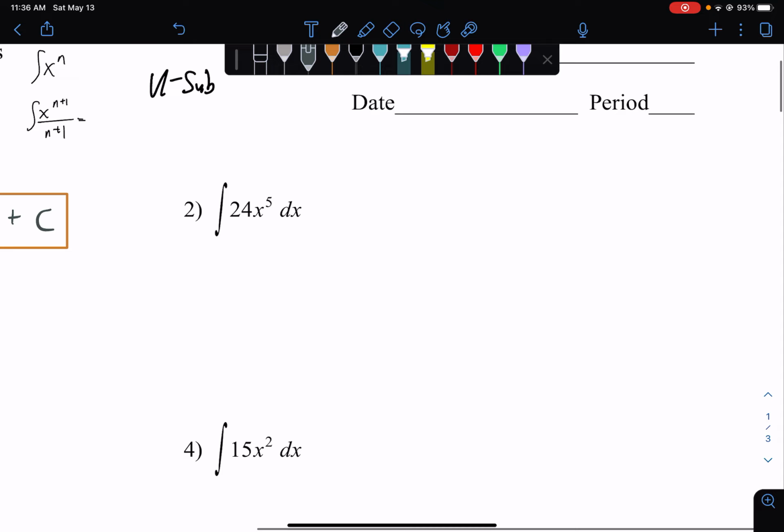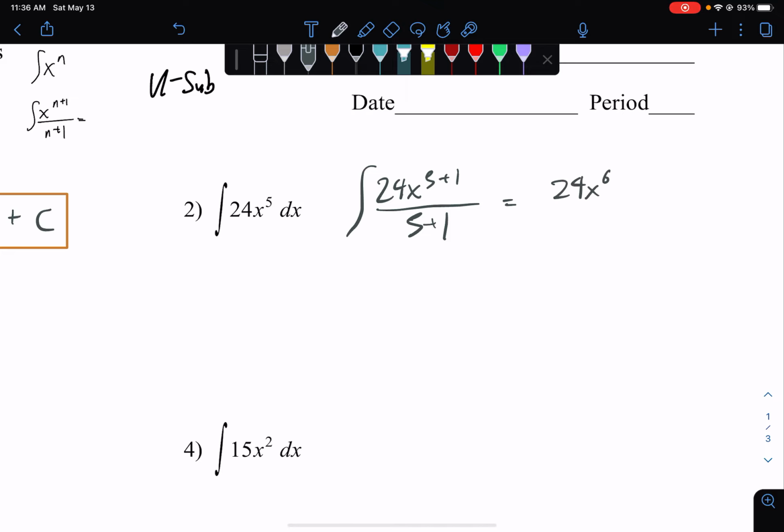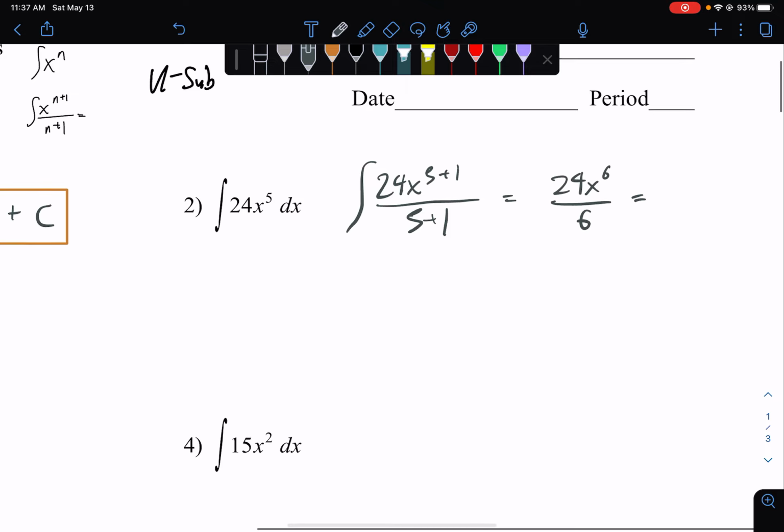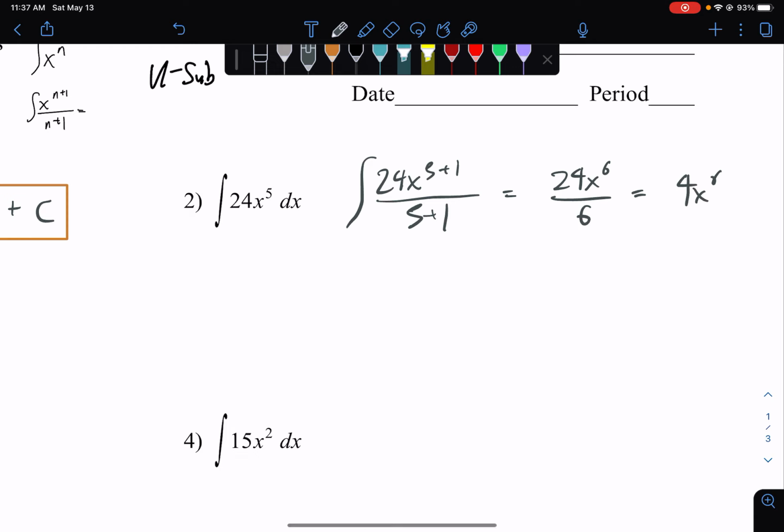Let's move to number 2. 24x raised to 5 dx. So power rule, 5 plus 1 and over 5 plus 1. It's going to be 24x raised to 6 over 6, and then 4x raised to 6. And then don't forget to place plus C.